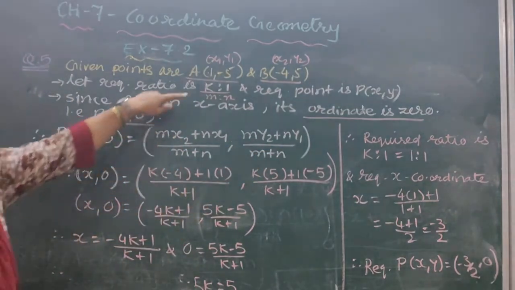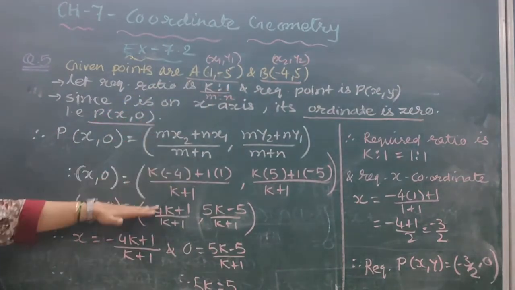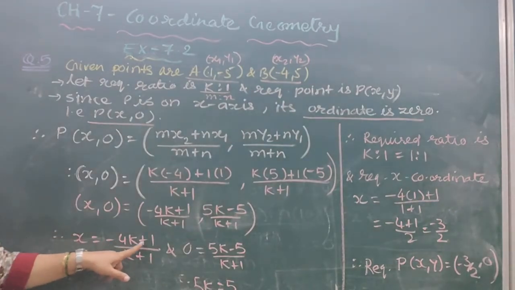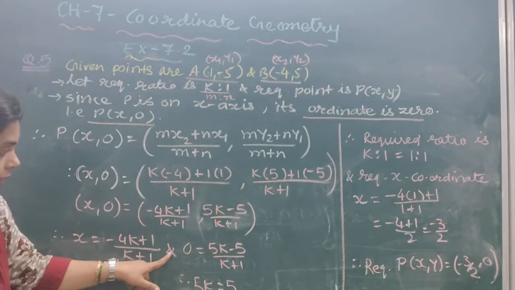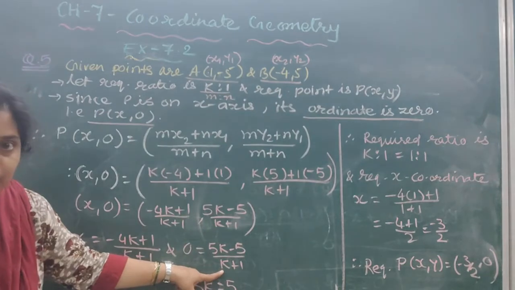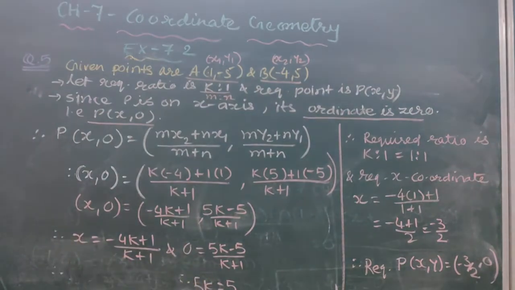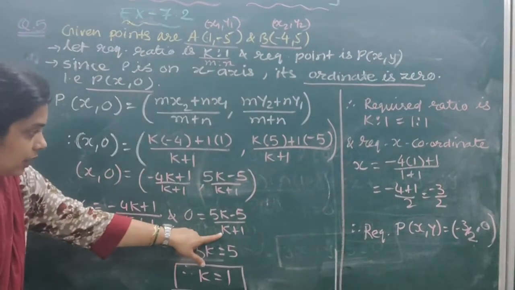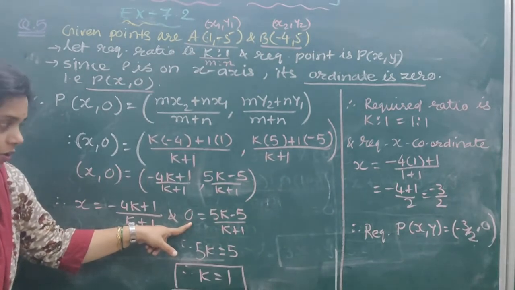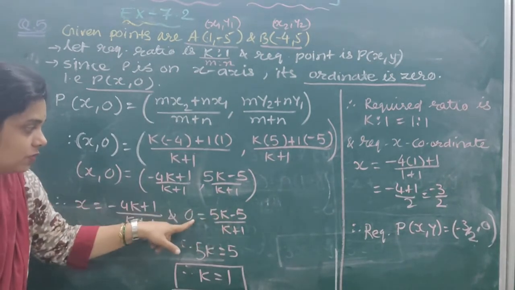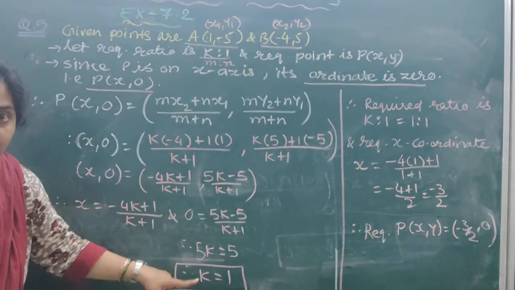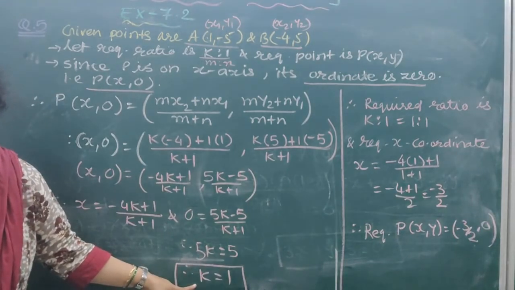Now m is k and n is equal to 1. After substituting the values, I got x equal to (-4k + 1)/(k + 1), and the y coordinate is 0, so 0 equals (5k - 5)/(k + 1). Here you can see that k + 1 goes to the other side and multiplies with 0, so it is also 0. Finally I got 5k - 5 equal to 0, and the minus 5 goes to the other side. So 5k equals 5, and therefore the value of k is equal to 1.